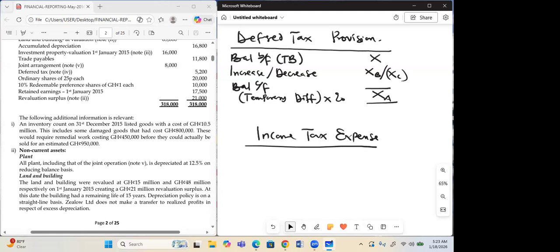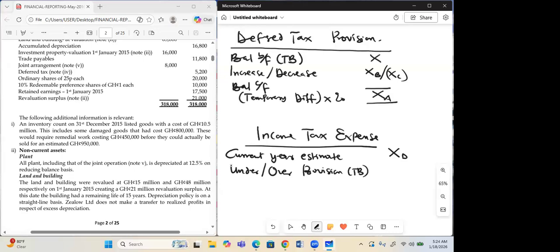Are you following? Then now you come to the income tax expense. That is the current year estimate. They will tell you what the directors have estimated for the current year. You put it down. Let me call it XD. Then if there is under or over provision, you capture it. You will see it in the trial balance. If it is under provision, it will be on the debit side, and if it's over provision, it will be on the credit side. Is that clear? Yes, sir.